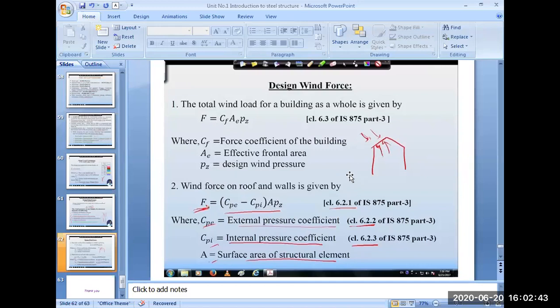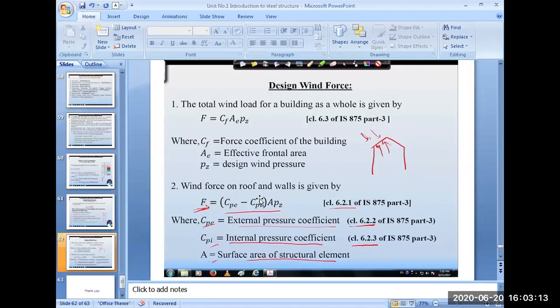There is a chance of wind force not only on the external side. So wind force will come internally also, because the size of our industrial shed is very large. So the wind may come inside also. So there may be two impacts of wind, internally and externally also. So there are some coefficients for external given in IS 875, and some coefficients for internal.